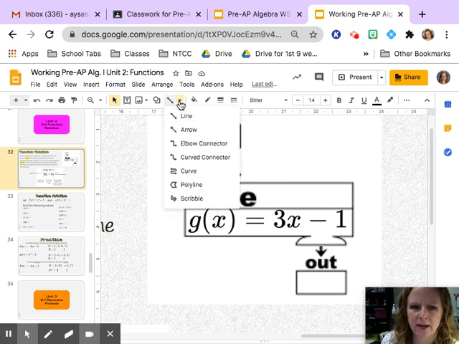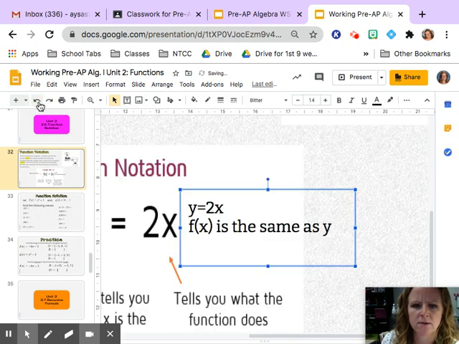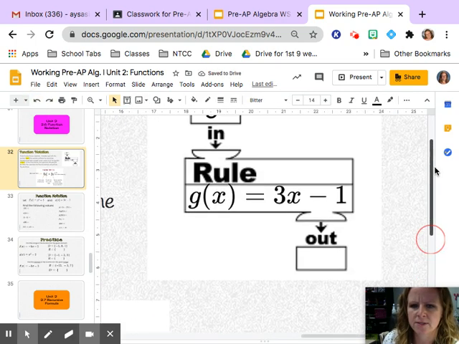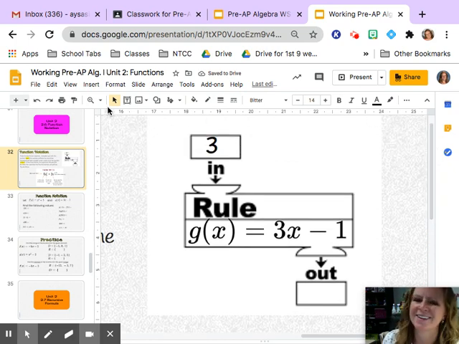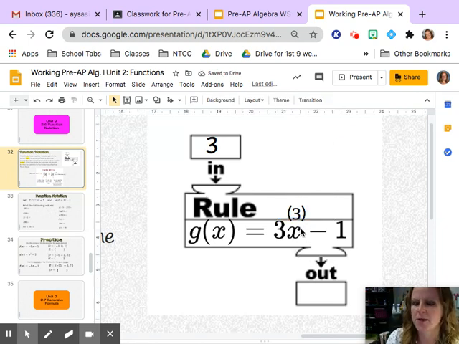So I'm going to get my scribble tool and do a little 3 right here. Oh, no, that did not work. Instead, I'm just going to do a parentheses 3 there instead of the scribble. So I'm going to replace x with 3 because it says 3 is my input. That's what is being put into the rule.